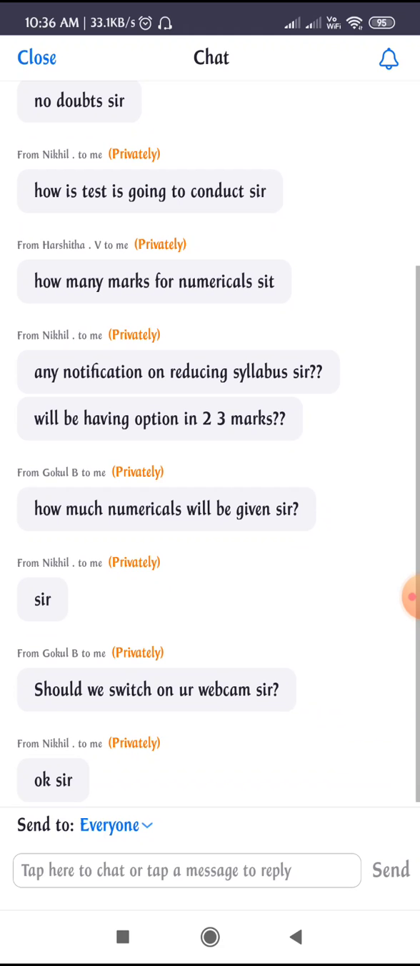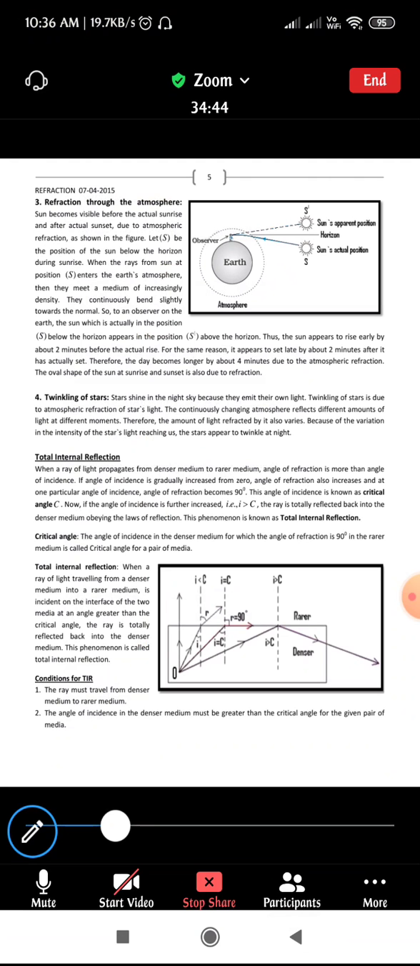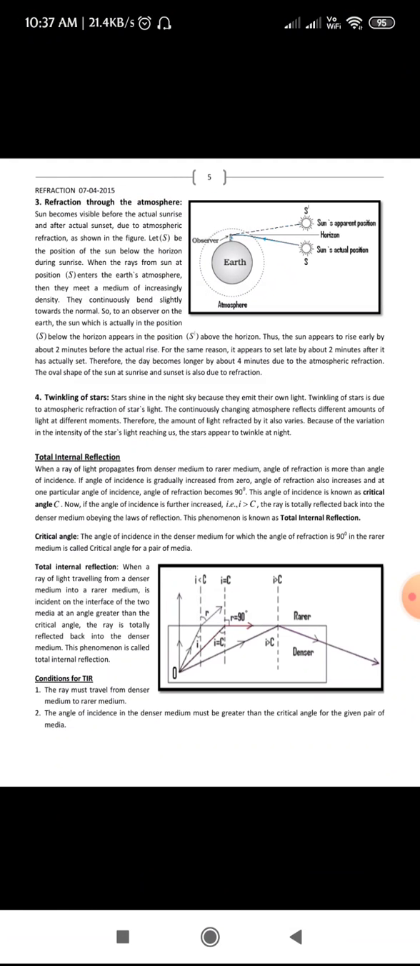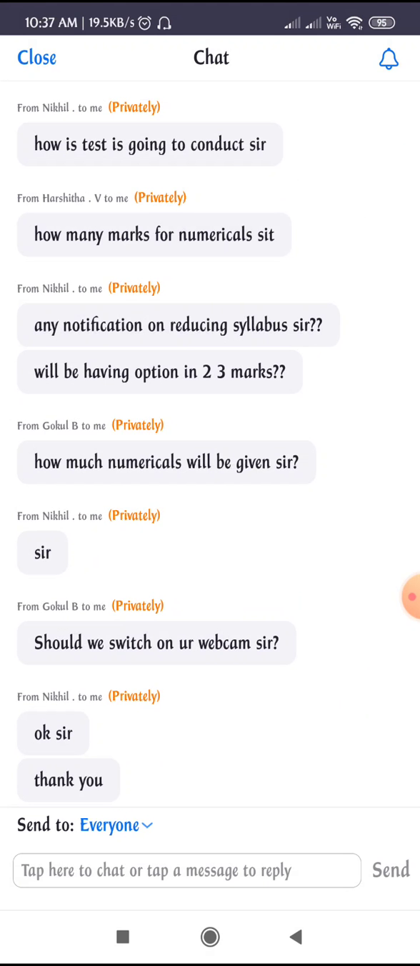Should we switch on the webcam, sir? So Gokul, that is what I said. You will come to know the actual procedure by today evening, how the test is conducted. You'll get the official confirmation message from the group itself. As of now, this is the pattern of the question paper. Do you have any doubts? In case you need any clarification regarding the pattern of the question paper or something related to the test, you can ask. Anything else?